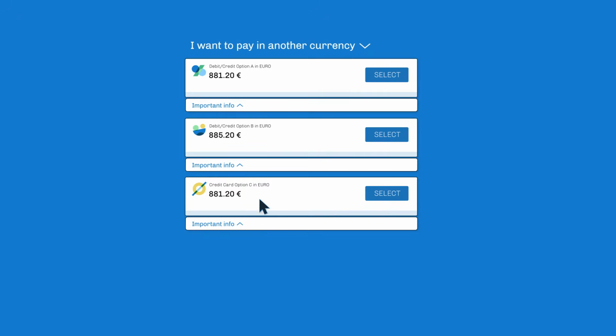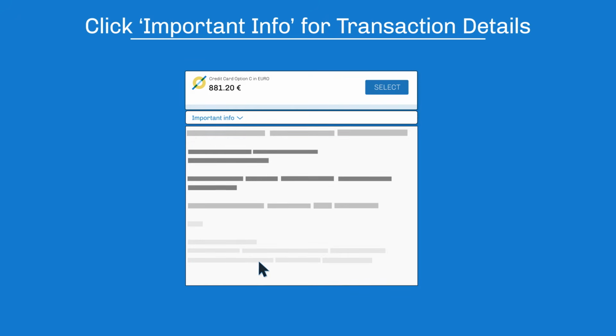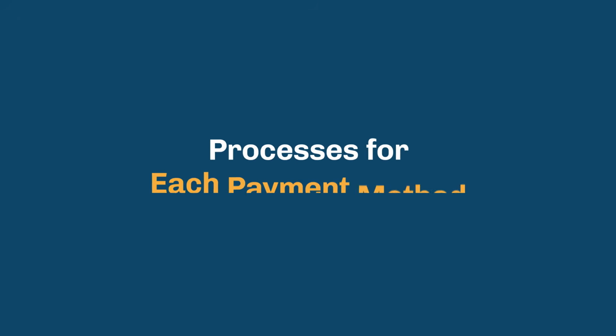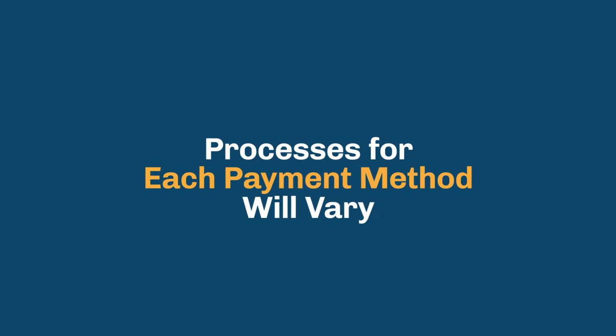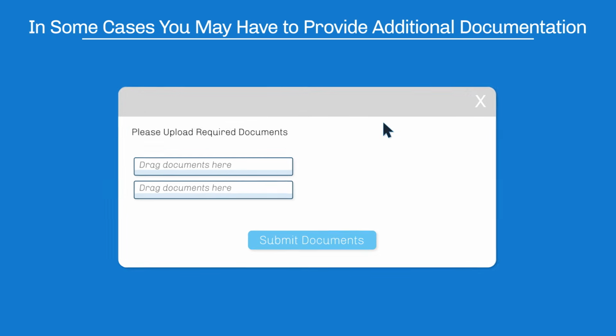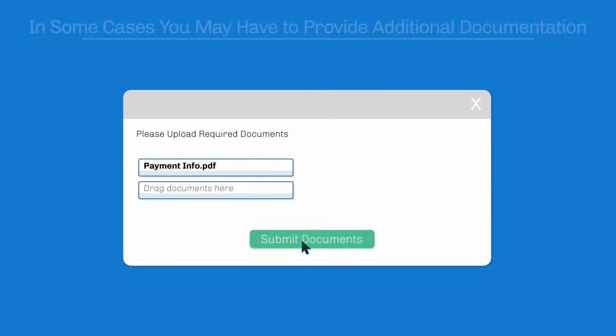To help you make an informed decision, you can click the Important Information link under each payment method for additional details. At this stage, it's important to note that the process for each payment method will be slightly different and may have different requirements. For example, some methods require you to submit additional documentation to validate your payment. This information will be disclosed under the Important Information link of the payment method.